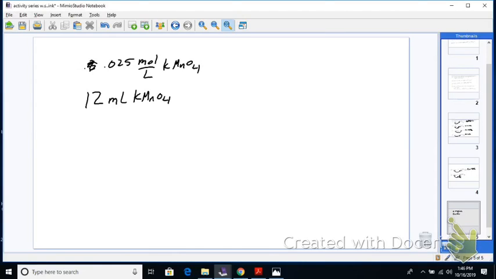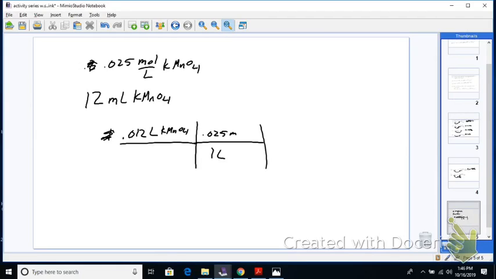So then what I would do is I'd make this liters, and I'll just go 0.012 liters of KMnO4. Then I would say that for every 1 liter, I have 0.025 moles. So then my answer on this would give me moles. And I would do that with all my examples.